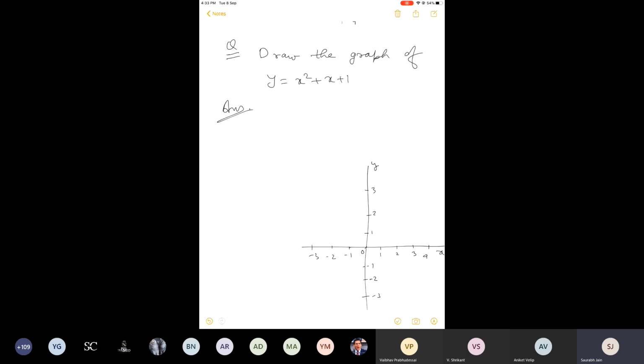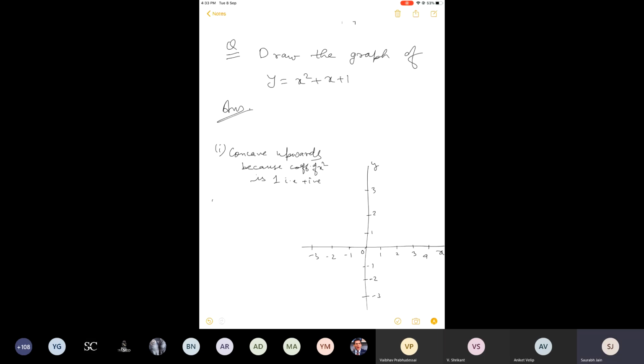Okay, so tell me, is the graph concave upwards or downwards? Upwards. Why? Because the coefficient of x square is positive. It is not that tough, it is easy to remember. If positive, upward; if negative, downward. The coefficient of x square is 1, that is positive.